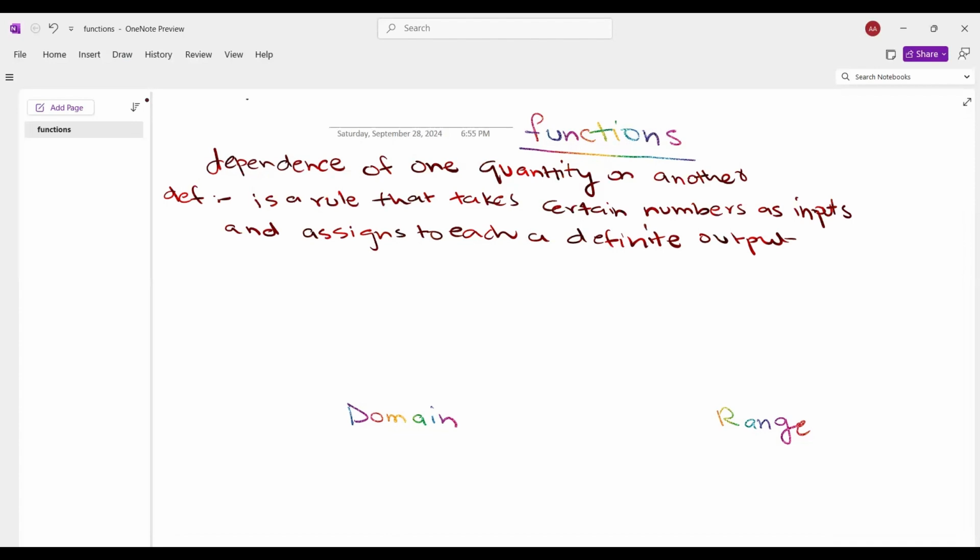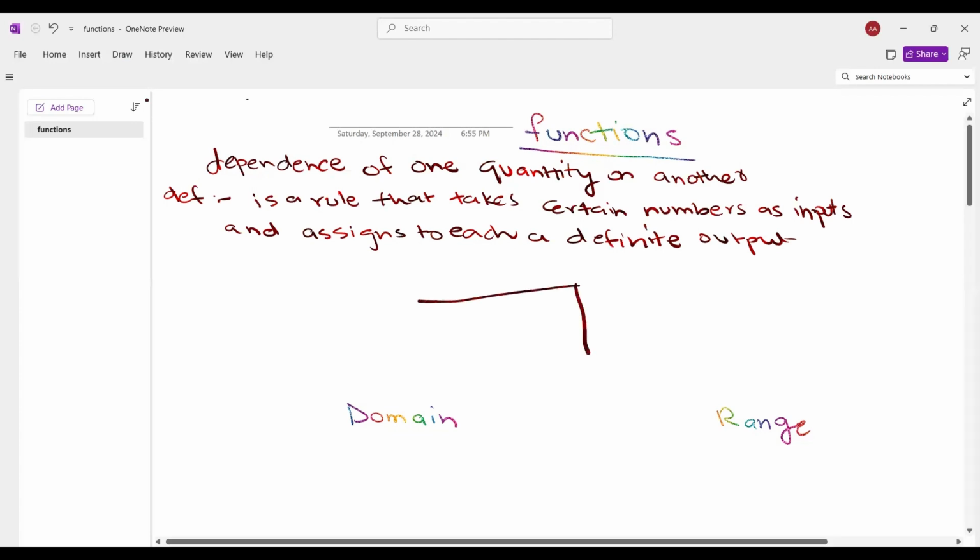So what happens in a function, like let's think of a function as a box. And this is a function, it processes the information, it's like a box, things happen inside this box. And whenever you give it an input, it returns to you a definite output.